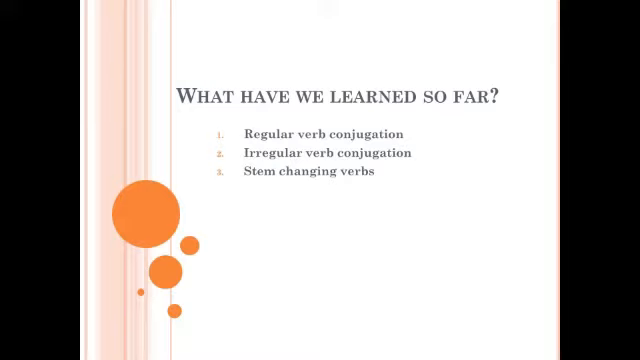Also verbs like ir, as well as the verbs that have irregular yo conjugations. So verbs like conocer, parecer, as well as the yo-go verbs like salir, venir, poner, hacer, etc. We've also talked about stem changing verbs, and in the last presentation we talked about 3 different types of stem changing verbs: E to IE stem changing verbs, O or U to UE stem changing verbs, as well as E to I stem changing verbs.